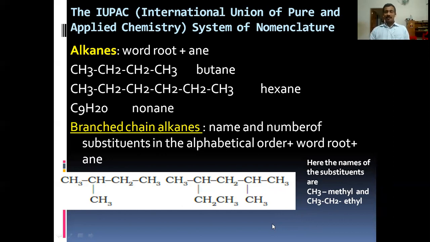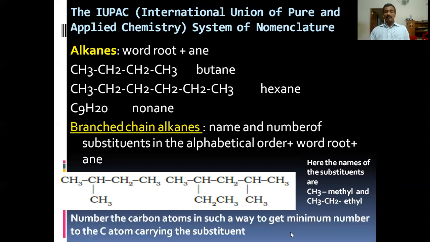Now what is next? You have to number the carbon atoms in such a way as to get the minimum numbers for the carbon atoms carrying the substituents. First number the carbon atoms and then name in alphabetical order. So here the substituents should get the minimum numbers. If you start numbering from this side, it will get numbers 2, then 6, and 8.